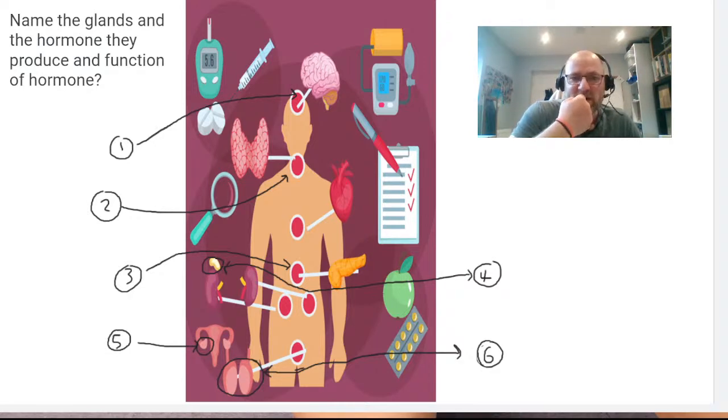Estrogen is released. And what's the organ? The hormone is estrogen. What's the organ or gland that releases estrogen? Ovaries, well done. So the ovaries release estrogen. Estrogen's got lots of jobs.